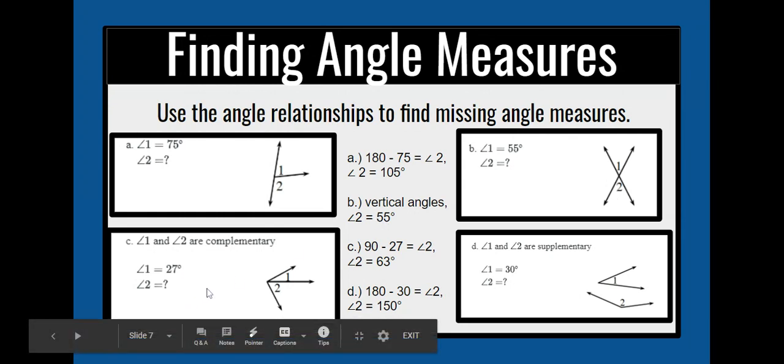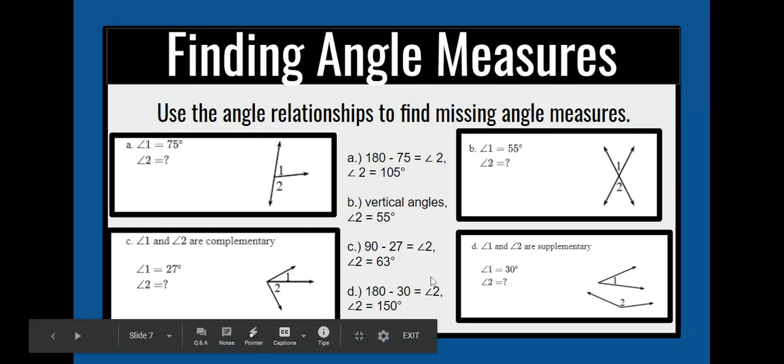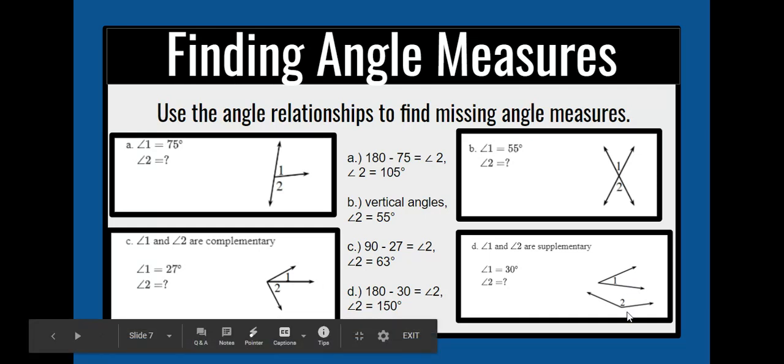Now in part C, we know the angles are complementary. Complementary angles we know have a sum of 90 degrees. So to get the missing angle measure of 2, we're going to subtract angle 1, 27 degrees, from 90 degrees, and that will leave us with 63 degrees for angle 2. And in part D, the angles are supplementary, so that means they add up to 180. So we are going to take 180 minus the 30 degrees for angle 1, and that will leave us with the 150-degree angle 2.